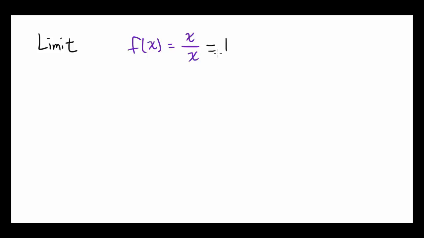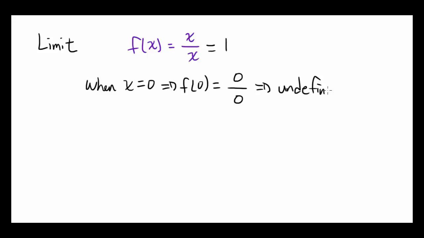But there's one value of x where x over x is not going to equal 1, and that's when x is 0. When x is 0, f of 0 is going to be 0 on top and 0 on bottom. And because you're dividing by 0, this is going to come out as undefined. So if we want to write down x over x equals 1, we have to make sure that x is not equal to 0. When x is 0, it's undefined. When x is not 0, the top and bottom are going to cancel out and you are going to get a 1.